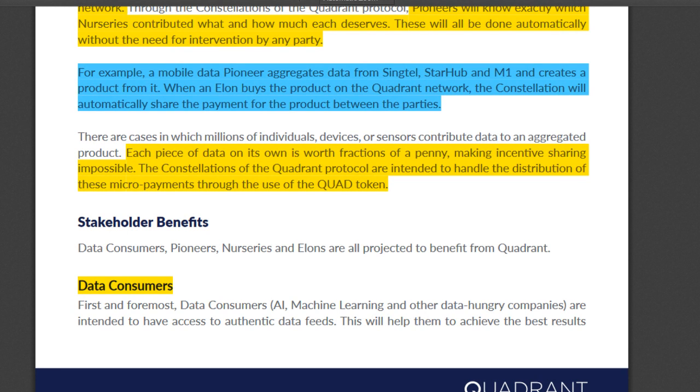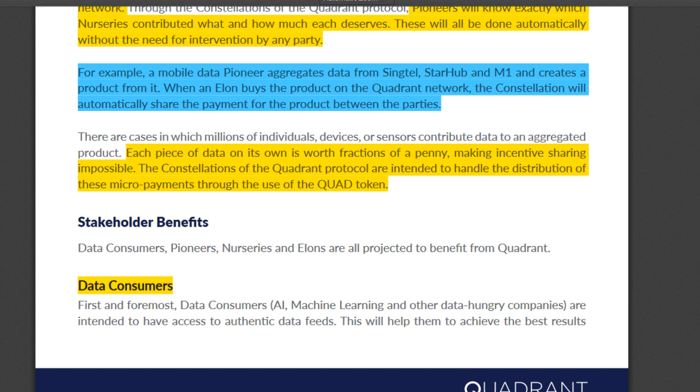And then there's cases where millions of individuals, devices, and sensors contribute data to an aggregated product. Each piece of data on its own is worth fractions of a penny, whatever your smallest denomination is, making incentivized sharing impossible because, if you're providing metadata off of Facebook, Facebook's not going to pay you a tenth of a penny every time somebody pulls your email address, because they would owe you like 2 cents at the end of the year. Constellations in the Quadrant protocol are intended to handle the distribution of these micropayments through the use of quad tokens, because now you have a currency that, because it's a utility token, is small enough to where you can aggregate and just pile up those tokens till it's worth something.